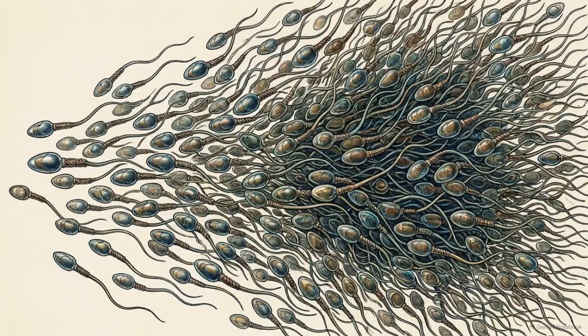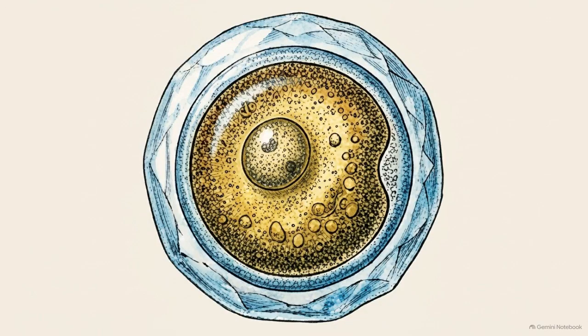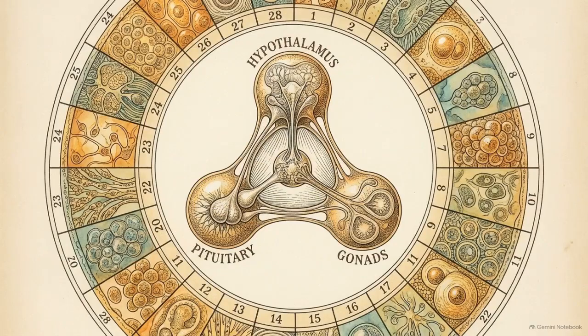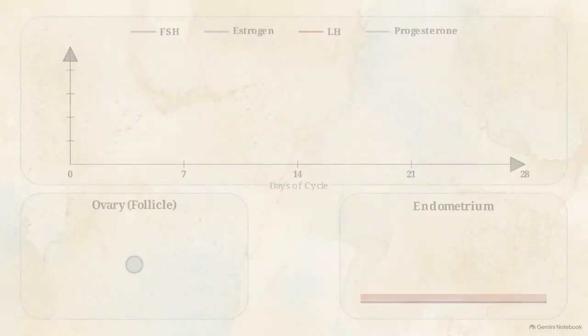The evolutionary strategy is clear. Male gamete production optimizes for sheer quantity and motility, sending millions of tiny messengers. Female gamete production sacrifices quantity to build a single, perfectly resourced target. To prepare for that target, the female reproductive system runs a roughly 28-day countdown sequence, driven by the hypothalamic-pituitary-gonadal axis. This graph plots the cycle.